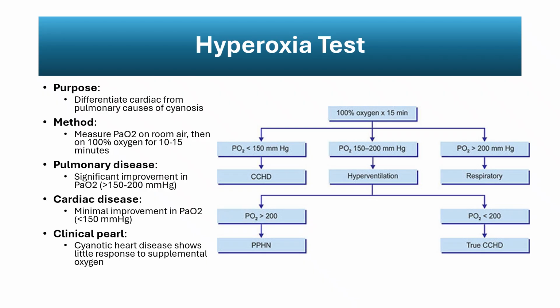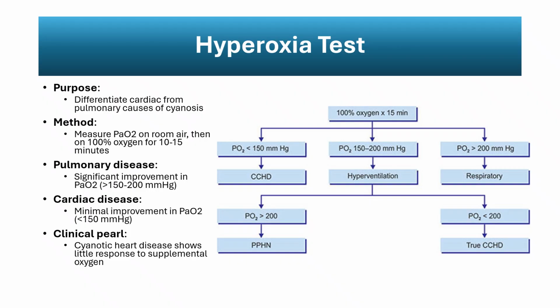The hyperoxia test is the classic bedside tool to separate pulmonary from cardiac causes of cyanosis in the newborn. The purpose is straightforward. Determine whether low oxygen saturations are due to poor gas exchange in the lungs or to mixing and shunting at the cardiac level.